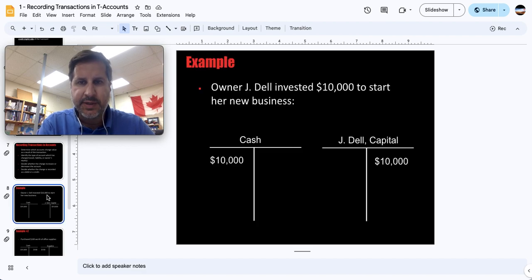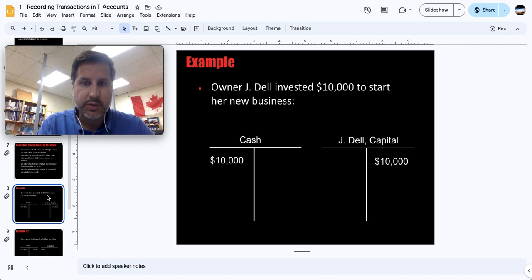All right, so in this case here, the owner invested $10,000 in the business. When you did your transaction analysis sheet, you probably said plus 10,000 to cash, plus 10,000 to capital. In a T account, this is what it's going to look like. Cash will be debited, so the left side of the account will be $10,000. We don't use pluses or minuses. And then capital will be credited on the right side, $10,000 as well.